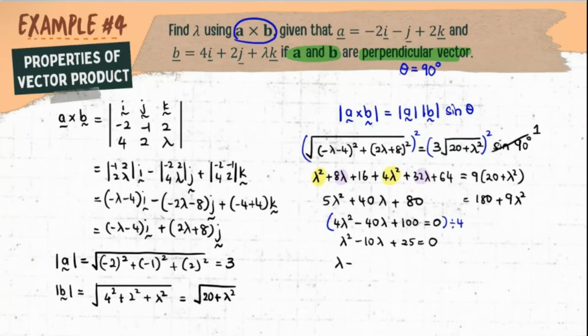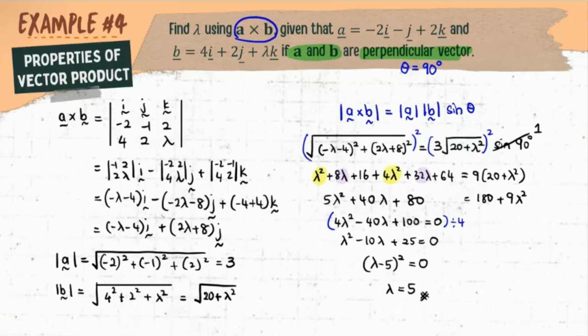Lambda tolak 5 squared. Sebabnya lambda squared, 2 darab 5, 10. 5 squared dapat 25. Yes. So here finally kita akan dapat jawapan lambda is equals to 5.